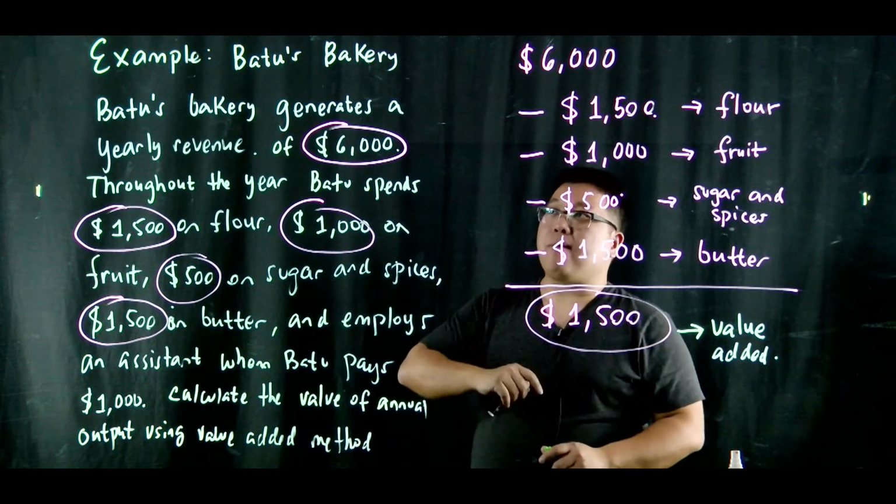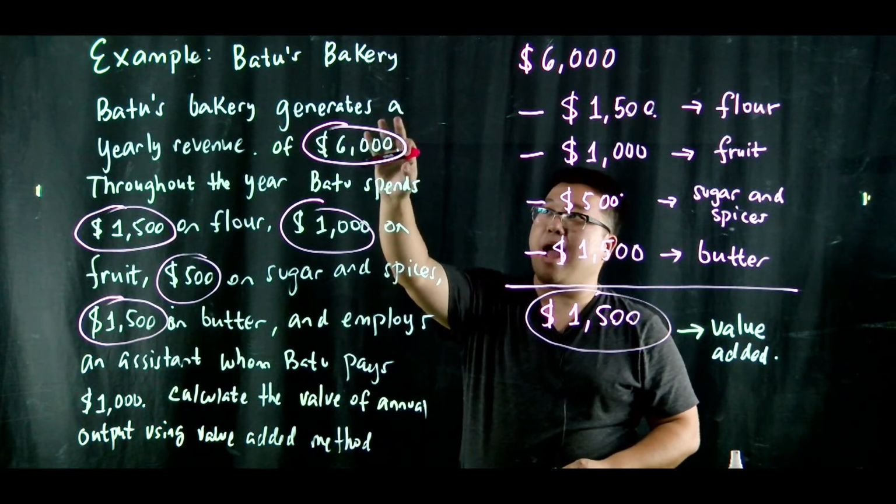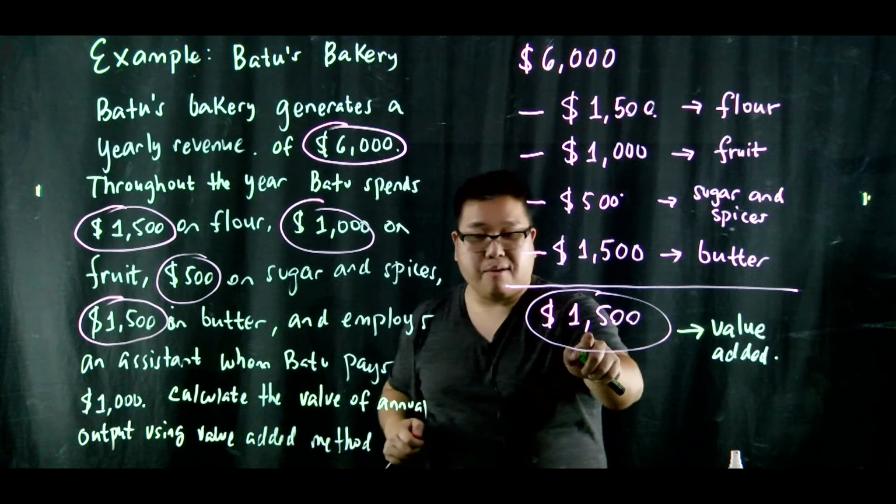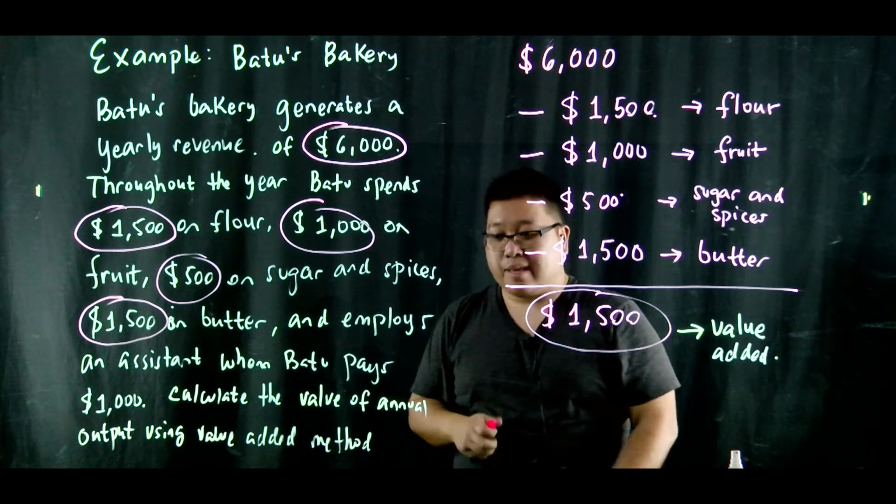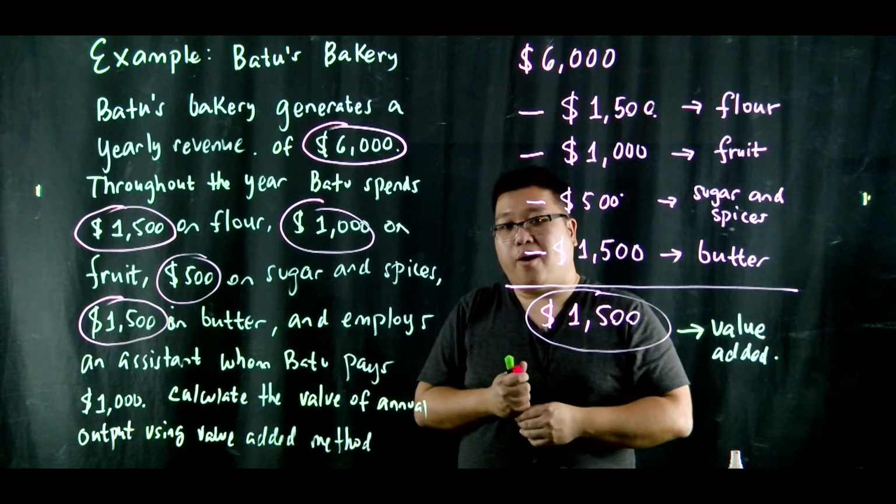To summarize, the value added for Batu's Bakery is worth $1,500. That concludes our video on computing value added.